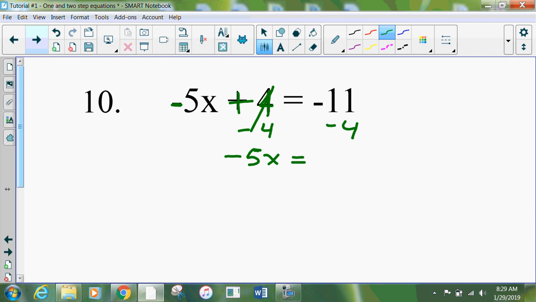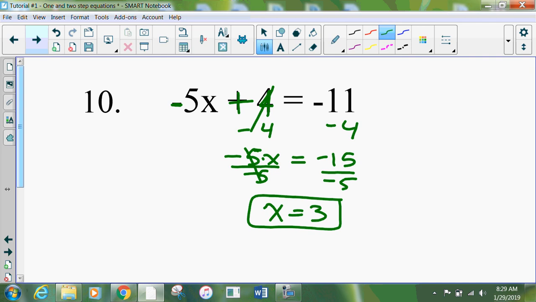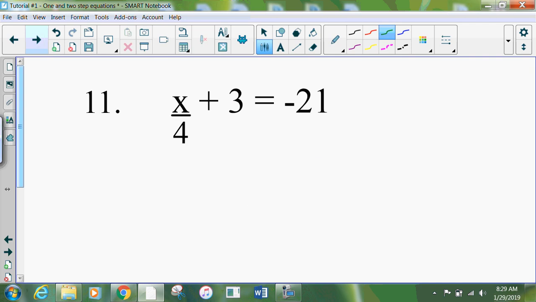So -11 minus 4, if I pick up my calculator, I'll get -15. Now I have -5 times x. I'm going to do the opposite. So I'm going to divide both sides by -5. And I get x equals 3. So 2 steps are pretty straightforward. We're going to be doing either addition or subtraction first, and then multiplication or division second. That's always what we'll do when we have these 2 steps.